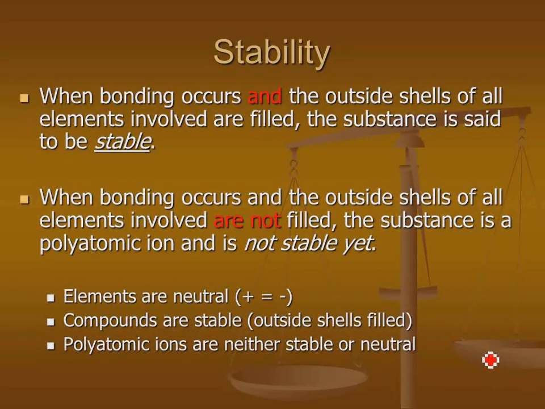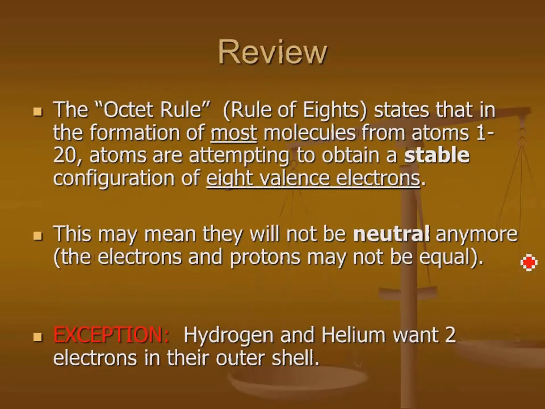An example of a polyatomic ion would be something like the bicarbonate ion. It's got some electron changes that have gone on there to create a negative charge, but it's not quite there yet. This rule of 8s, or Octet Rule, is that most molecules are attempting to get a stable configuration of 8 valence electrons. In that case, they won't be neutral. The exception to this is hydrogen and helium.